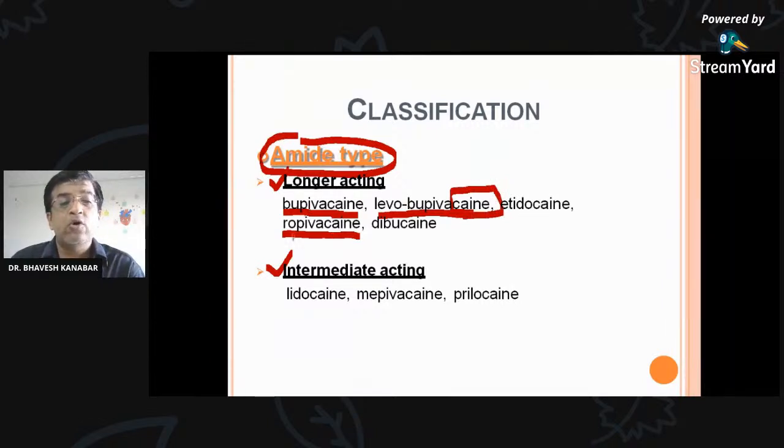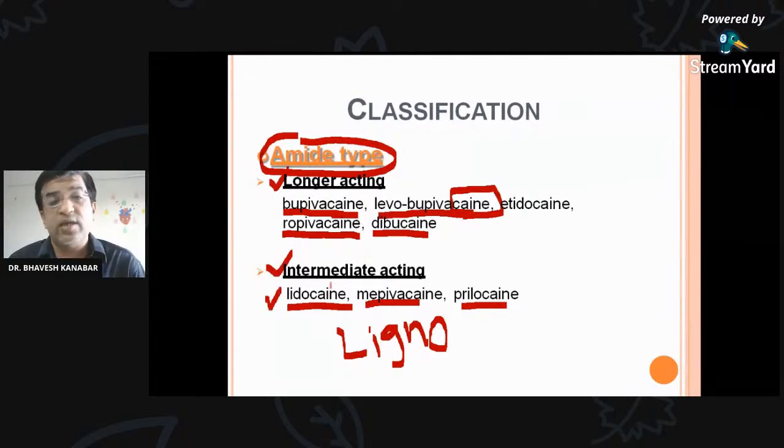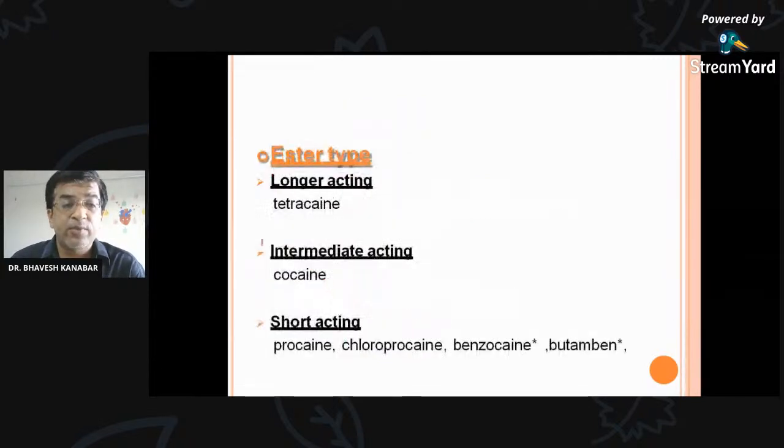Bupivacaine, levobupivacaine, ropivacaine, dibucaine. Among intermediate acting, most commonly lidocaine, or another name, lignocaine. Both are similar, lignocaine or lidocaine. Then mepivacaine, prilocaine. Lignocaine is the most commonly used local anesthetic. Lignocaine is also a part of anti-arrhythmic drugs.